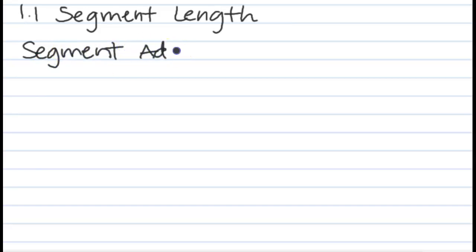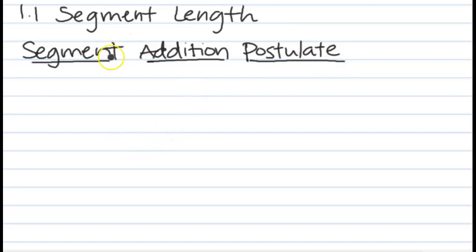Segment addition postulate. Alright, so we have already been talking about segments. Recall, a segment is part of a line that ends. It doesn't go on forever. We, of course, know addition, adding things together, and we have this new word called postulate. Now, a postulate is an assumption, something that we all can agree is true. That is what a postulate is in geometry.